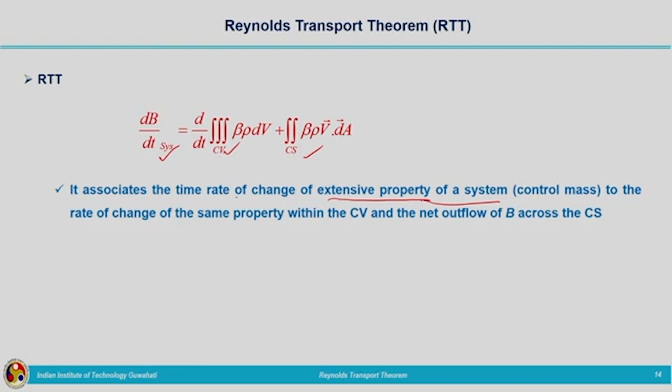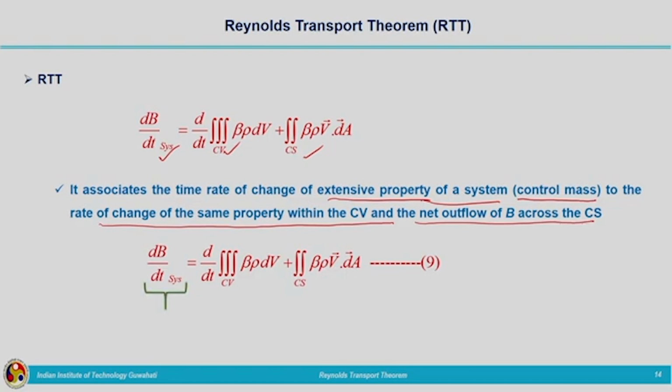So, it associates the time rate of change of an extensive property of a system, that is, the control mass, to the rate of change of the same property within the control volume and the net outflow of the extensive property across the control surface. So, you can see dB/dt of the system is based on the Lagrangian approach, and d/dt of the integral of beta rho dV within the control volume is based on the Eulerian approach.